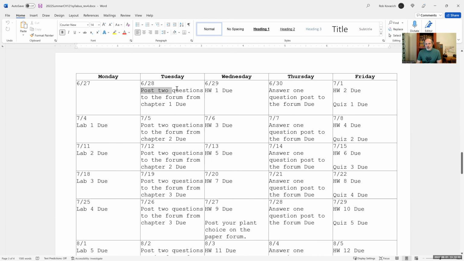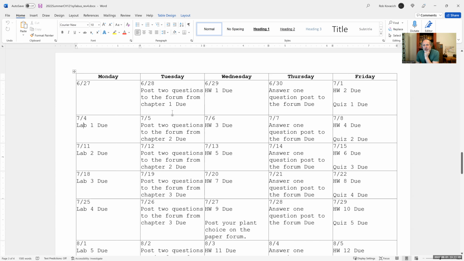All right, so here's our schedule. It shows you're going to post 2 questions onto the forum for chapter 1, and then you're going to have homework due on Wednesday, and then on Thursday, you're going to be answering somebody's question on the forum. And on Friday, you're going to have homework 2 due, and you're going to need to take quiz number 1. And then on Monday, the, July, I guess that's the 4th of July. So make sure you get that done early, since that's the 4th, or just do it that day around fireworks and whatnot. Lab 1 will be due.